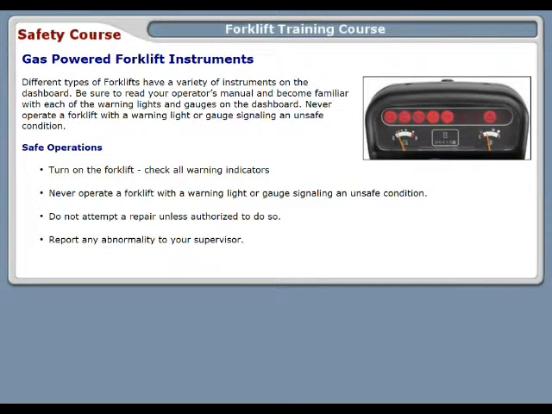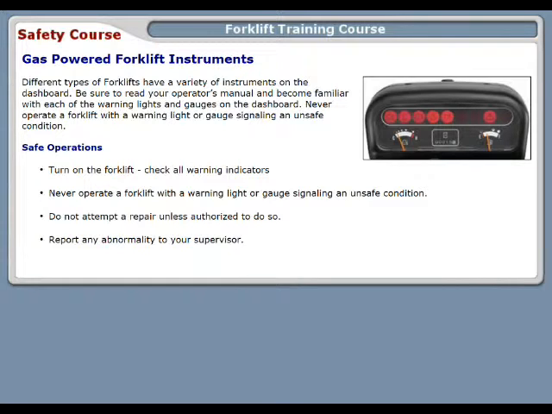Different types of forklifts have a variety of instruments on the dashboard. Be sure to read your operator's manual and become familiar with each type of warning light and gauge on the dashboard. Never operate a forklift with a warning light or gauge signaling an unsafe condition.